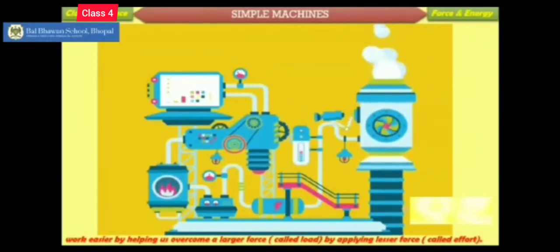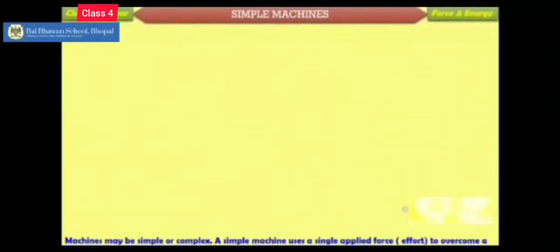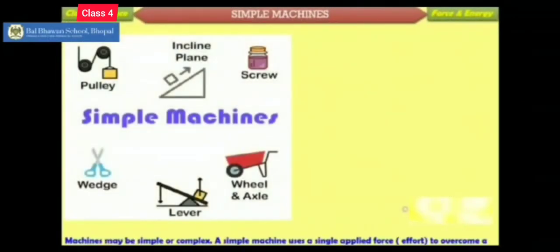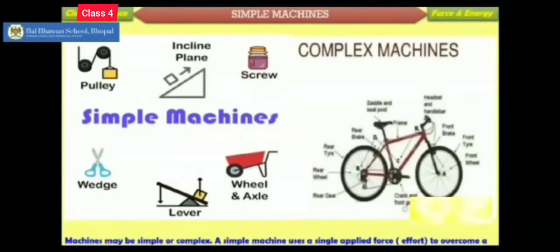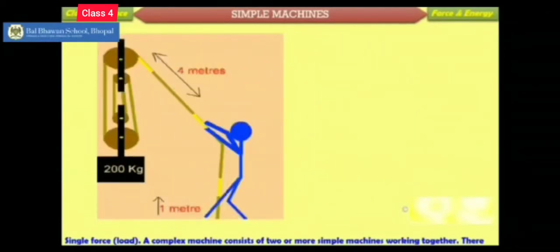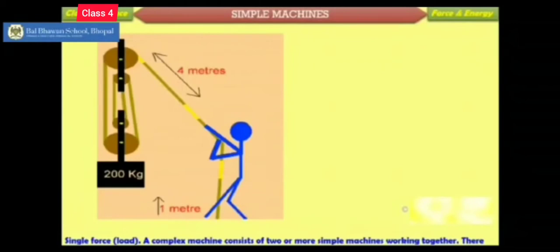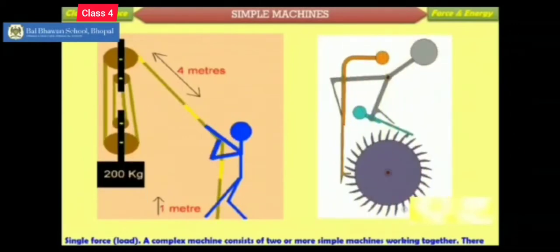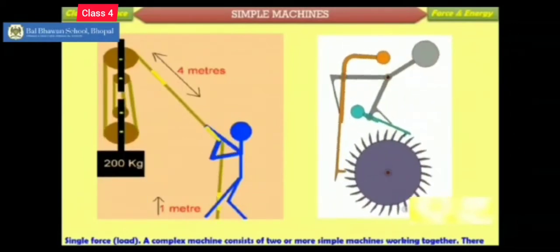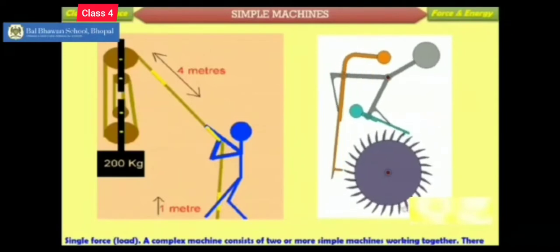Now, the machines can be of two types. They can be simple machines or complex machines. A simple machine uses a single applied force, effort, to overcome a single force called load. A complex machine consists of two or more simple machines working together.